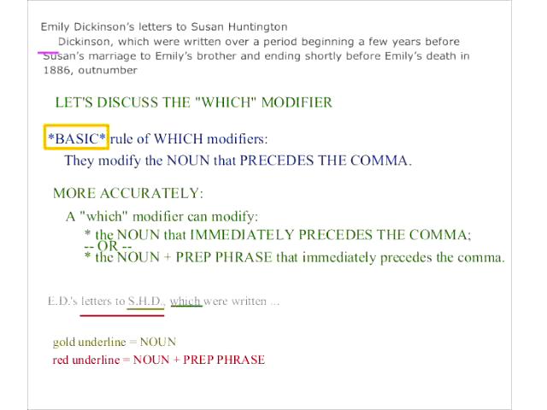So using context or grammar, we can figure out which one of these the which modifier is modifying. So let's analyze both of these things. For the gold one, context will analyze and grammar will analyze. Context, grammar. In the case of the gold one, the context doesn't really make sense because you can't write a person. So it's nonsense context because Susan Huntington Dickinson can't be written. Whereas the red one makes sense in context because the letters were written.